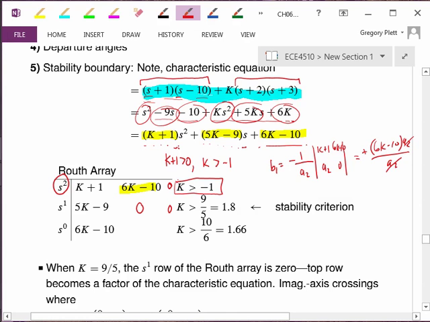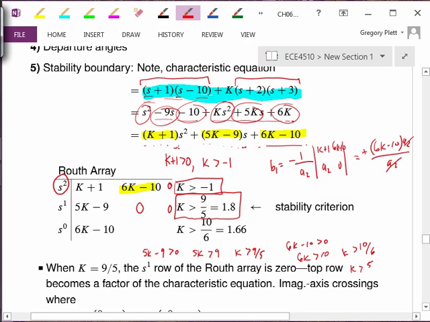Then I've got 5k minus 9 bigger than 0, which gives me 5k is bigger than 9, or k is bigger than 9 over 5. That is the condition for stability imposed by the second row. Finally, 6k minus 10 is bigger than 0, 6k is bigger than 10, k is bigger than 10 over 6, or k is bigger than 5/3, same thing. That's the condition imposed by the third line.